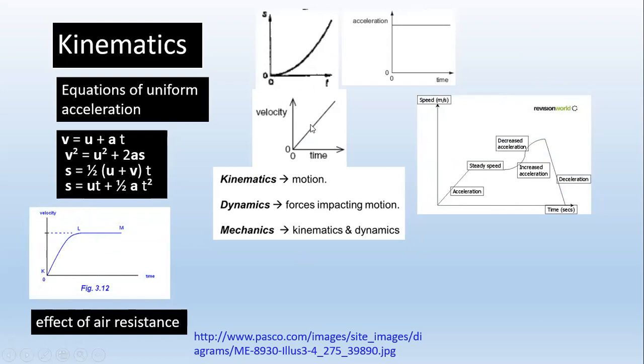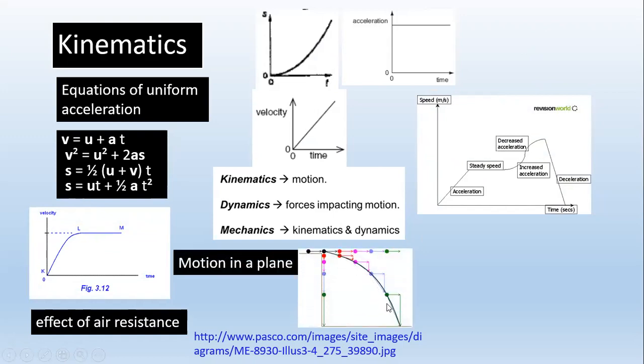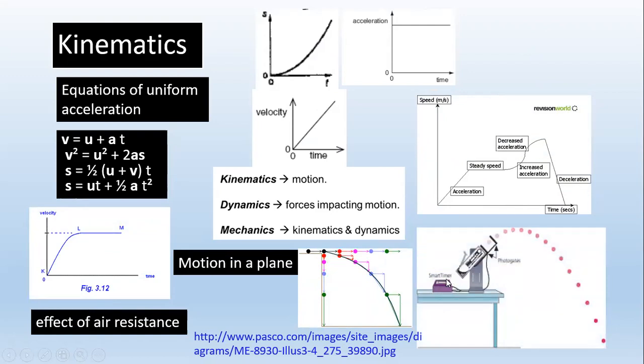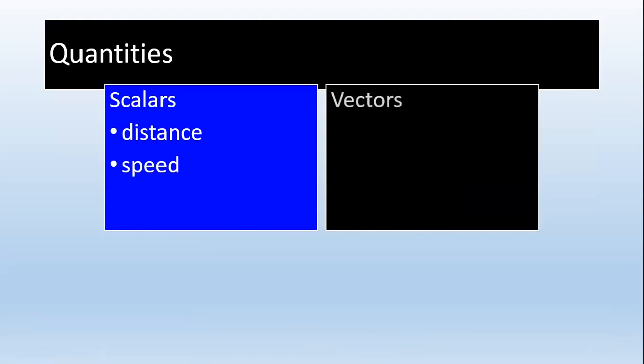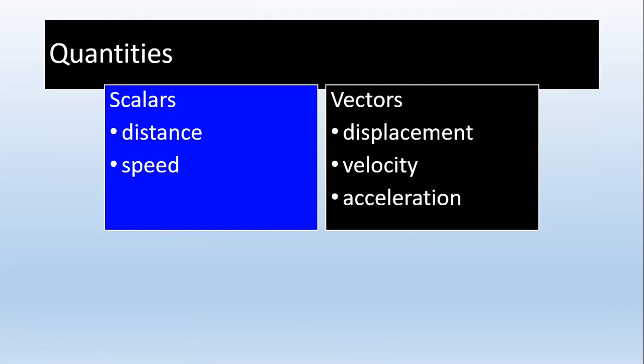We look at a case where there's no air resistance first. Then motion in the plane, two dimensions. Right? There's your experiment you can carry out in your lab. Okay, so our first assumption is air resistance is negligible. Negligible means zero. Scalars: distance, speed. Vectors: displacement, velocity, and acceleration. So these are the vector quantities that we will be covering for this topic, kinematics.